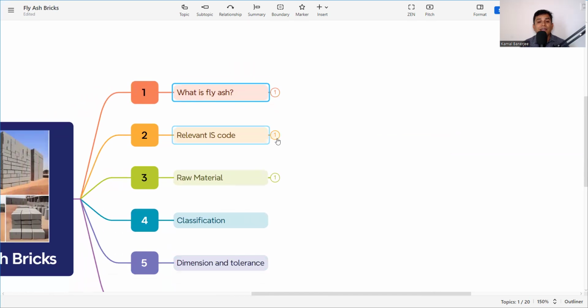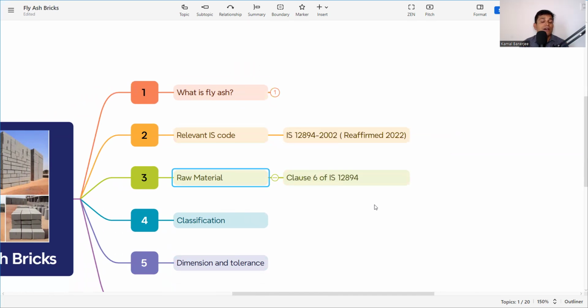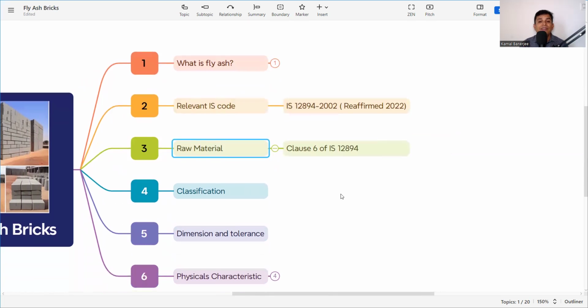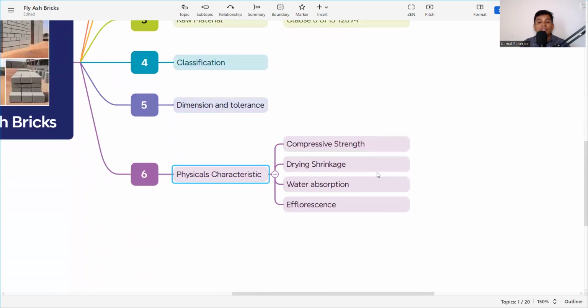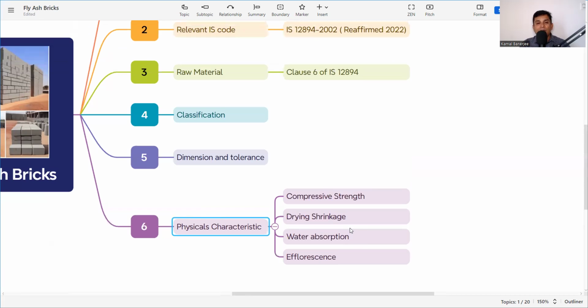And what is the relevant IS code? Today I am going to discuss only IS 12894:2002. We will discuss the raw material required for the fly ash brick, that is clause 6 of IS 12894, and the classification, dimension, and tolerance, and the physical characteristics, that is compressive strength, drying shrinkage, water absorption, and efflorescence. So these are the things we will discuss today in detail.